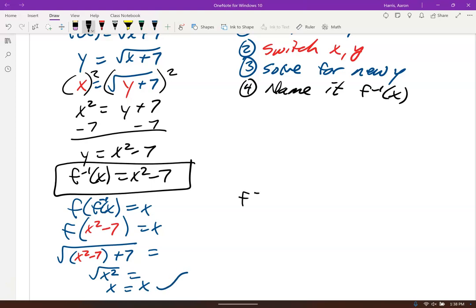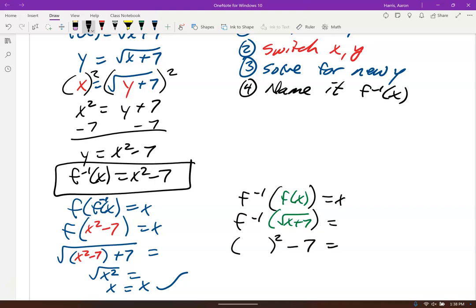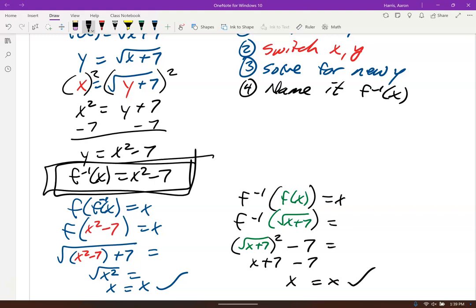Let's do it the other way. Does f inverse of f equal x? Well, f of x is the square root of x plus 7, and f inverse is x squared minus 7. Well, that'll undo the radical. So we're left with x plus 7 minus 7. So sure enough, x equals x. And we again verified our work that it truly is the inverse there.